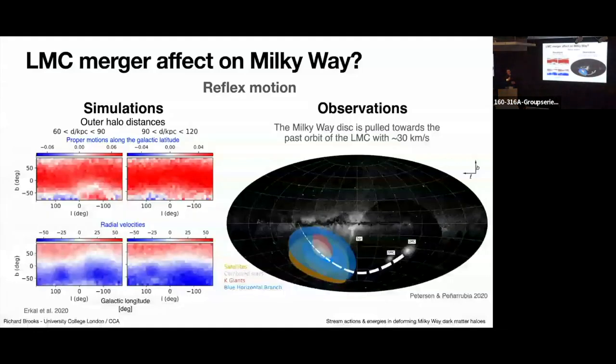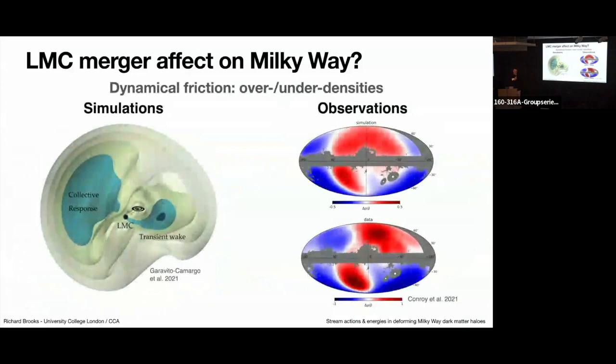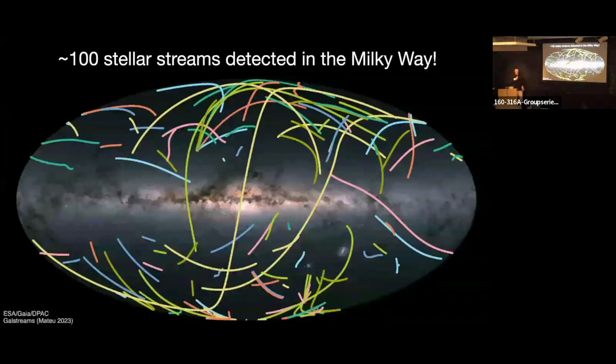And so, what effect has this had on the Milky Way? You've seen these plots probably 10 times over the course of the day, but we've seen effects like reflex motion, so the disk being pulled towards the past orbit of the LMC. This is in simulation, then confirmed in observation. And coming up is also the dynamical friction signature. This is the redistribution of the dark matter that follows the path of the LMC, and also the collective response, so that on the other side of the halo, the dark matter has been redistributed.